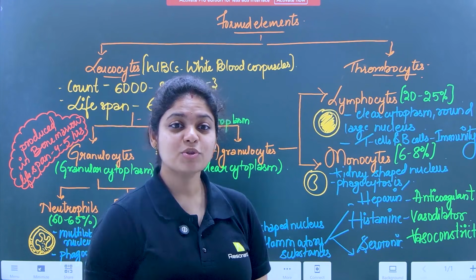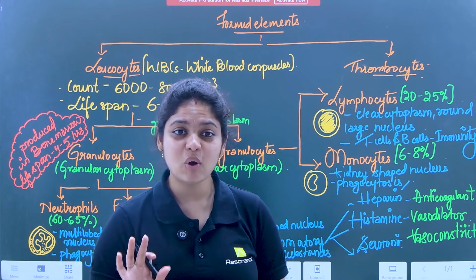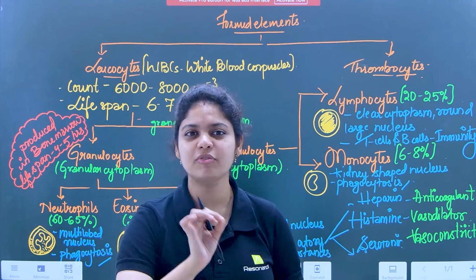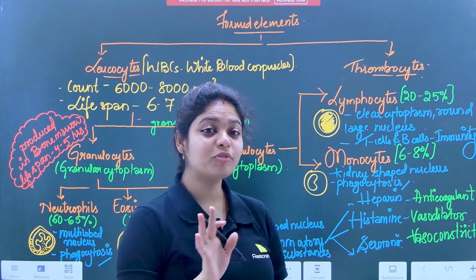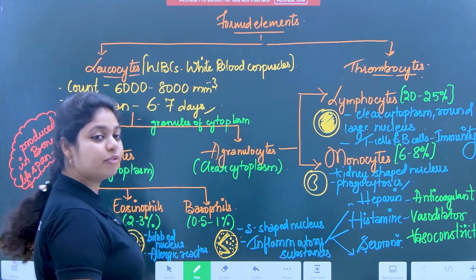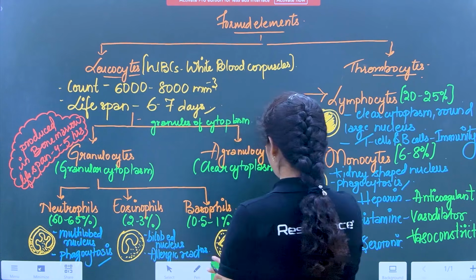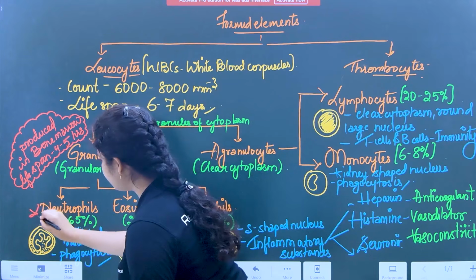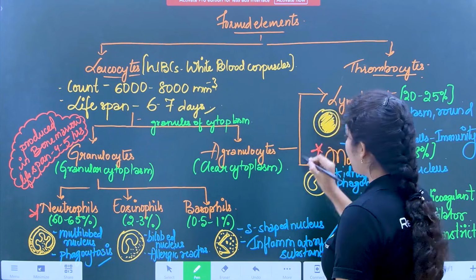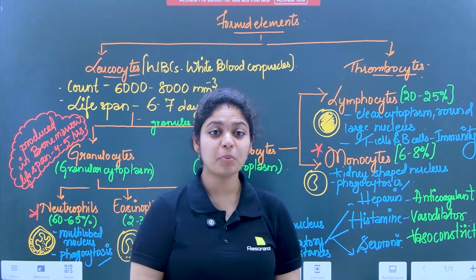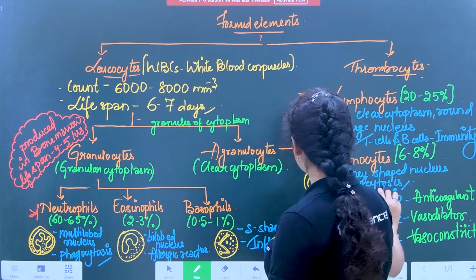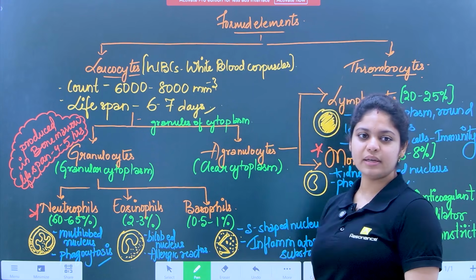Out of the whole blood composition, if I ask you which cells are responsible for phagocytosis, what will be your answer? Neutrophils, let me mark it with red, neutrophils and monocytes, both of them are responsible for phagocytosis. Is it clear?